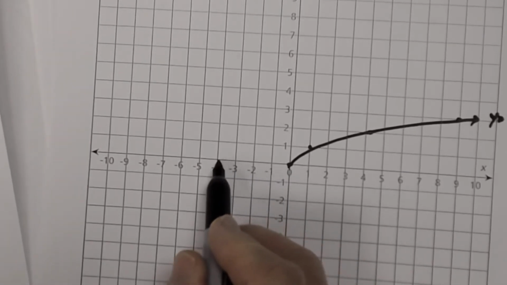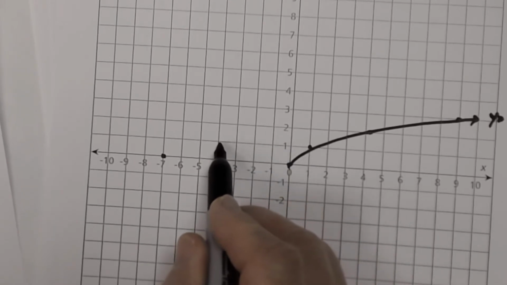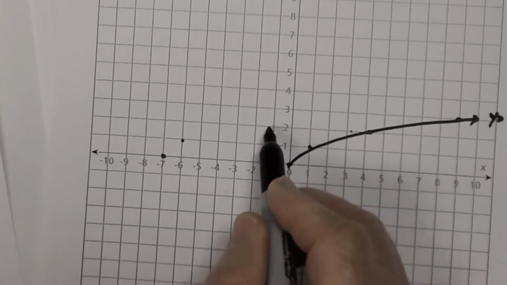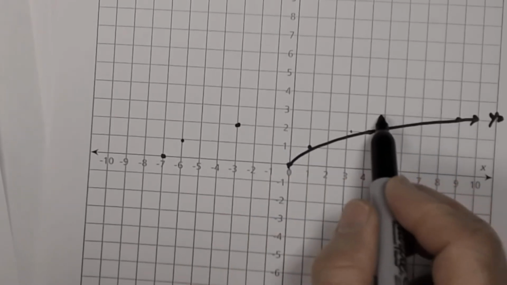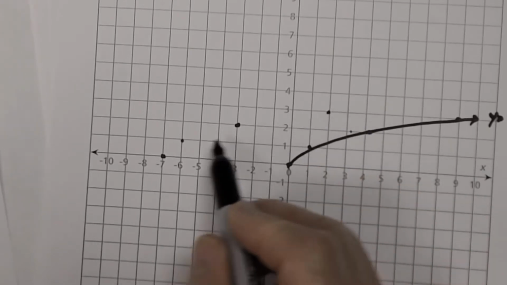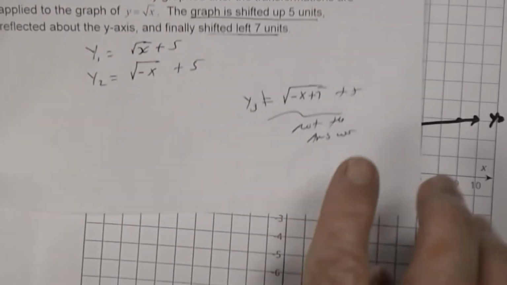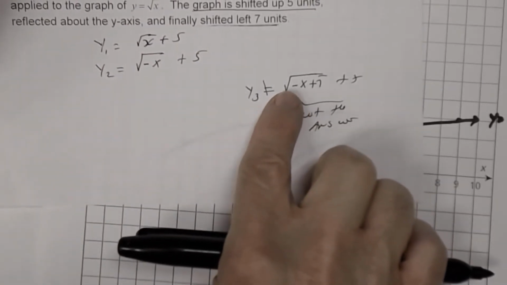1, 2, 3, 4, 5, 6, 7. Okay, so that's what the second one is. Y'all agree? All right.